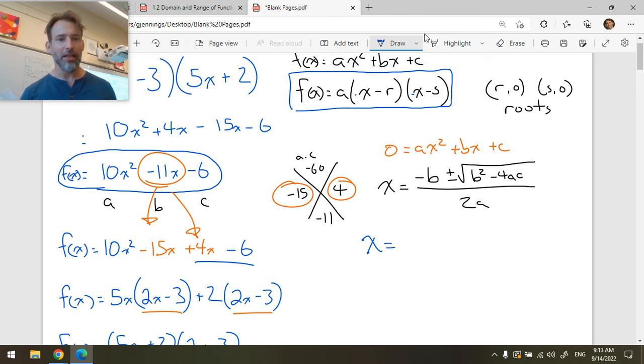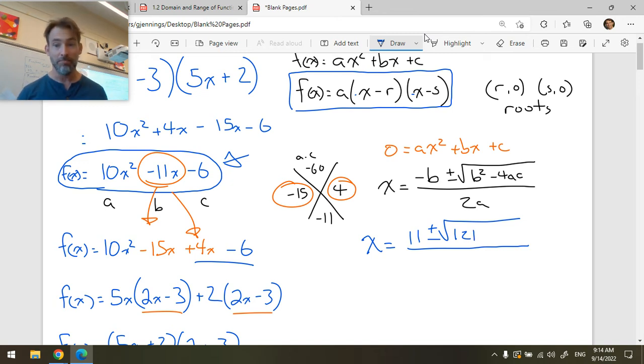Okay, so anyway, here x is equal to negative b. So I'm looking at this line here to get my b, and my b is negative 11. So that is going to be positive 11, because negative of negative 11 is positive 11, plus or minus the square root of b squared. So negative 11 squared, I'm just going to write down 121 because my squares are really good, and I happen to know 11 squared is 121. Came up in the last problem we just did.